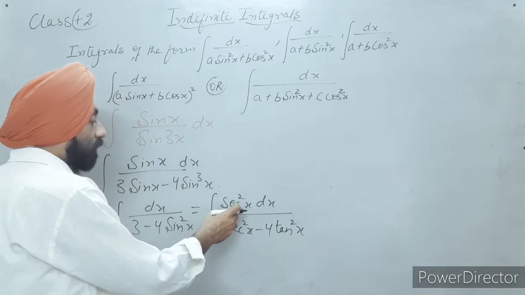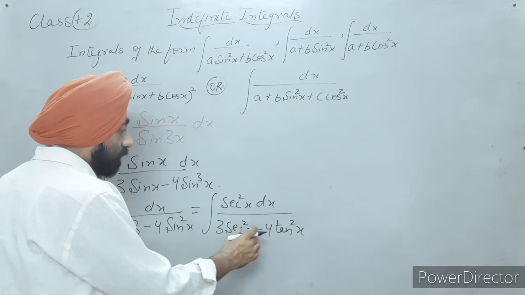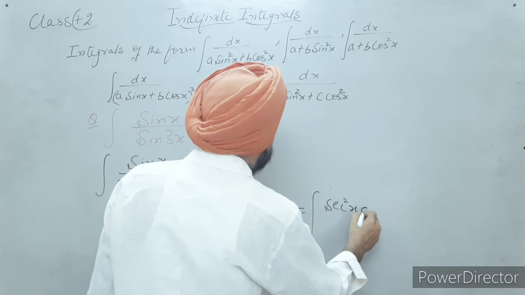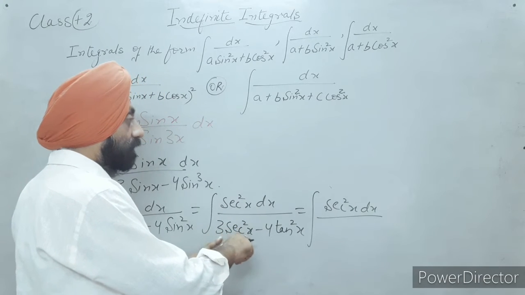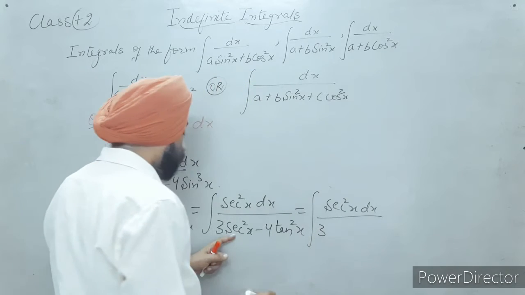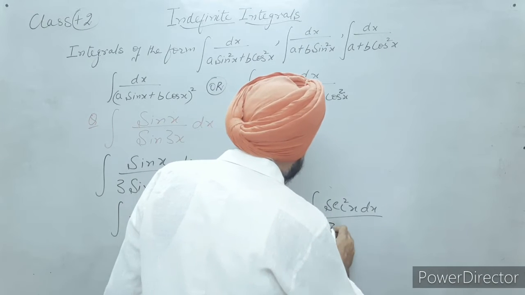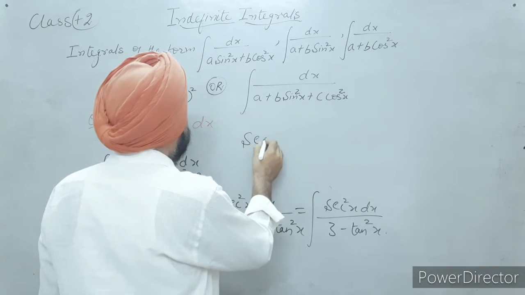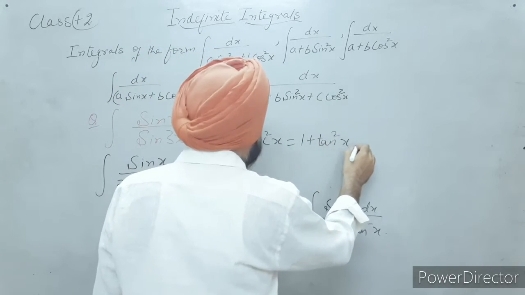I told you the numerator should be sec square x dx. Just change this into tan square x. It becomes sec square x dx divided by 3 into 1 plus tan square x, that is 3 plus 3 tan square x minus 4 tan square x, that is 3 minus tan square x is left. What I have used is sec square x as 1 plus tan square x.